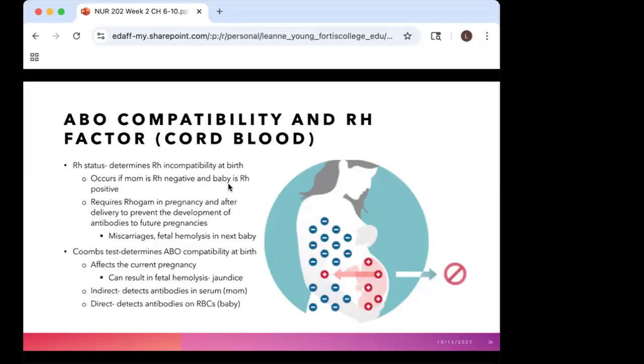O blood types and RH negatives. So those are the moms that you're getting the cord blood on and testing, to make sure, if she needs RhoGAM, what baby's blood type is, and all of that good stuff. Okay.